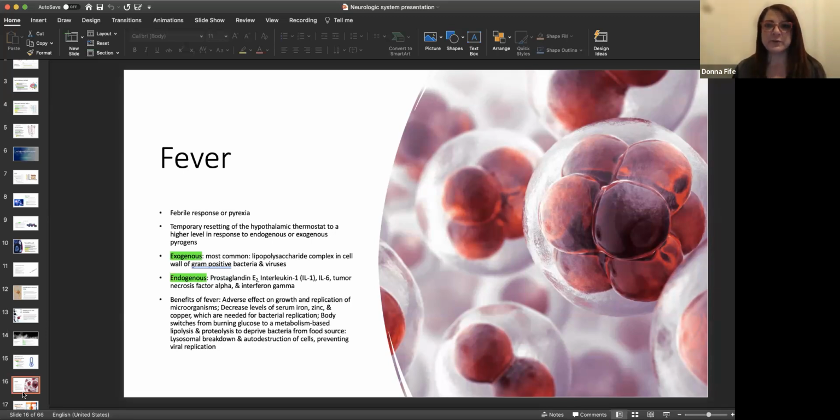We often want to treat a fever, but a fever is beneficial. It has an adverse effect on the growth and replication of microorganisms. There's a decrease in levels of serum iron, zinc, and copper, and those are needed for bacterial replication. The body switches from burning glucose to a metabolism based on lipolysis and proteolysis to deprive the bacteria of a food source. Lysosomal breakdown and autodestruction of cells occur, and it prevents viral replication.